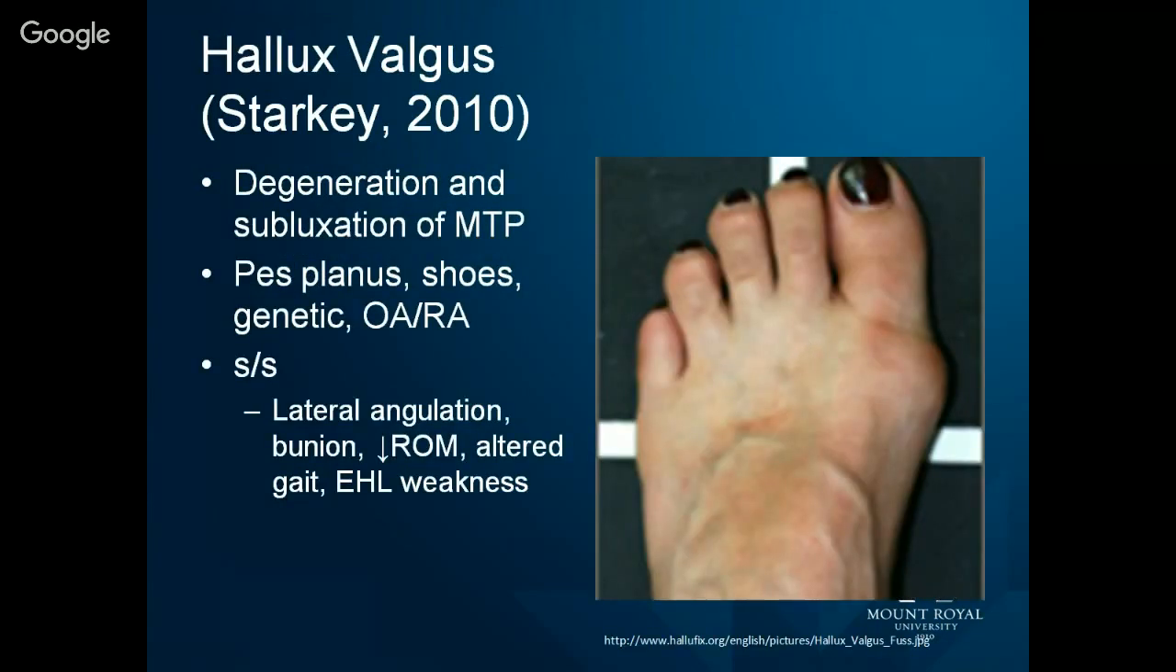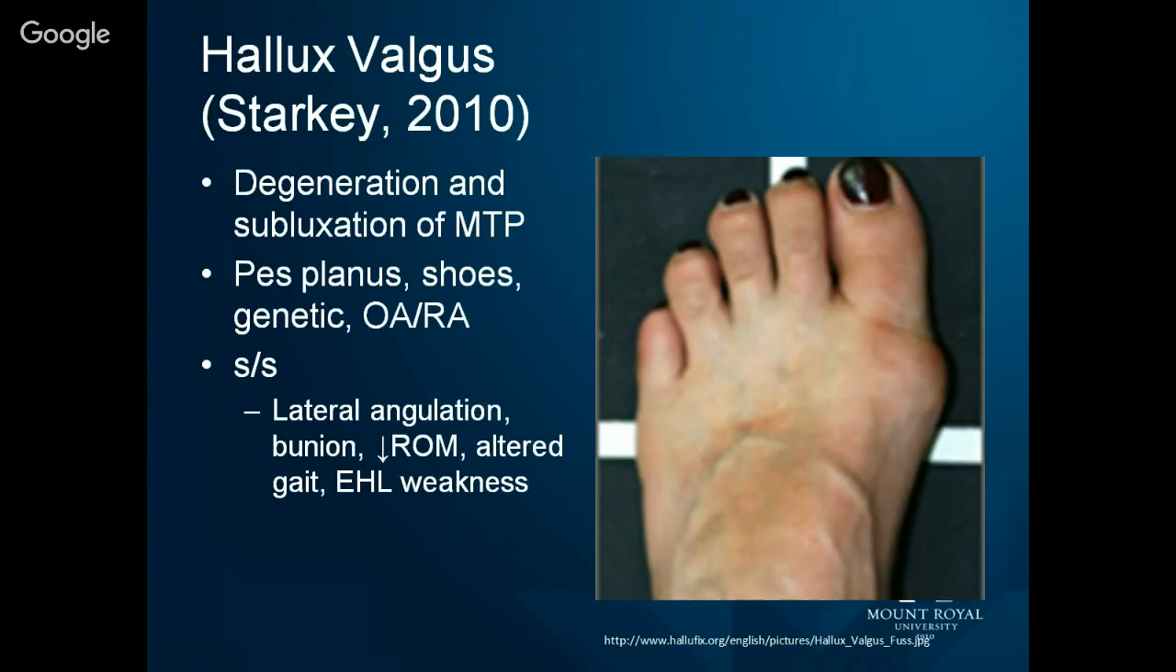Hallux Valgus is a posture related to the metatarsal phalangeal joint of the great toe. It's caused by degeneration and or a subluxation of the metatarsal phalangeal joint. It could be caused by pes planus, ill-fitting shoes, it could be genetic, or it could be the result of osteoarthritis or rheumatoid arthritis.